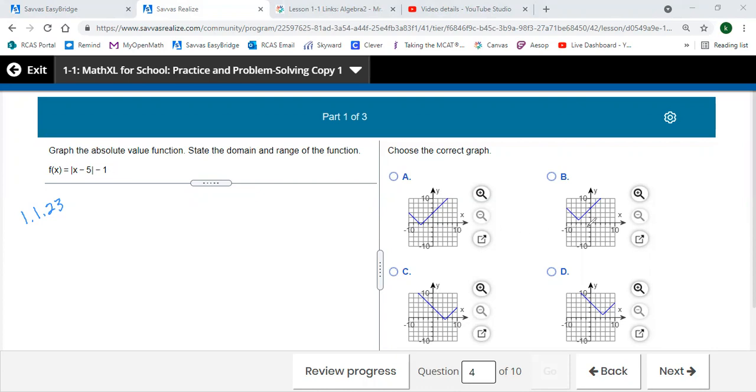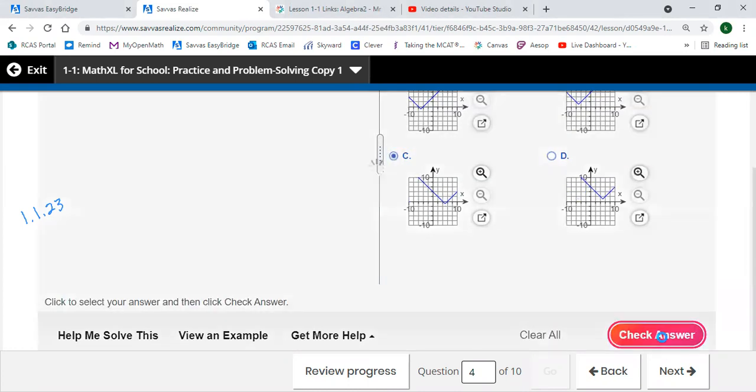So which graph looks like 5 right and 1 down? That would be right here. This one's like left and down. This one's left and up. That's right and up. And I needed right 5 and down 1. So the only option there would be right there, C. And then we got to scroll down here to see my button that I need to click to check it.